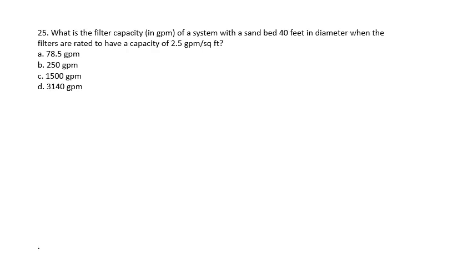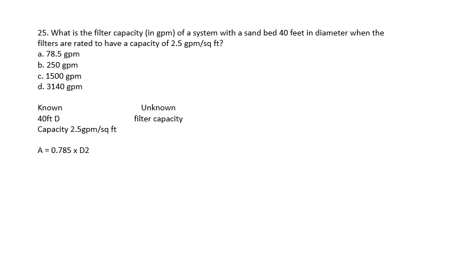What is the filter capacity in gallons per minute of a system with a sand bed 40 feet in diameter when the filters are rated to have a capacity of 2.5 gallons per minute per square foot? 78.5 gallons per minute, 250 gallons per minute, 1,500 gallons per minute, or 3,140 gallons per minute. So pull out your known and your unknowns. We have a 40-foot diameter with a capacity of 2.5 gallons per minute per square foot. We're looking for the filter capacity.